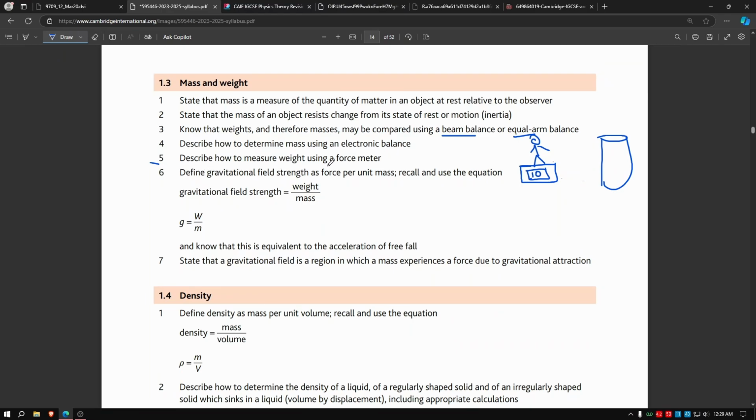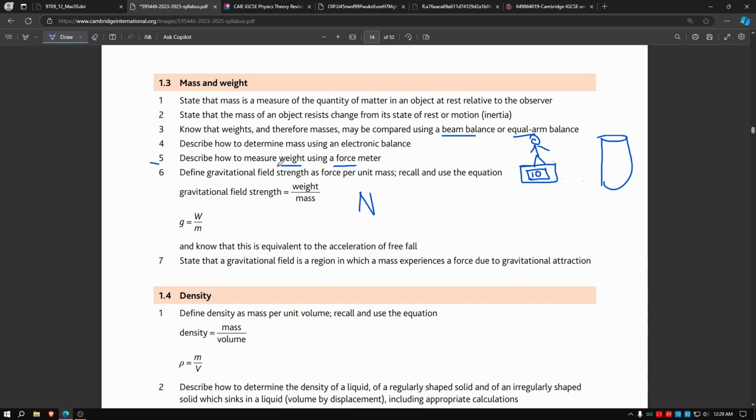Describe how to measure weight using a force meter. So the keyword is force meter. In a few chapters we will learn what force is, but for now let's just remember that force is measured in newtons. So force has a unit, and that unit is called newtons, or capital N. And this force meter will give you the weight in newtons.